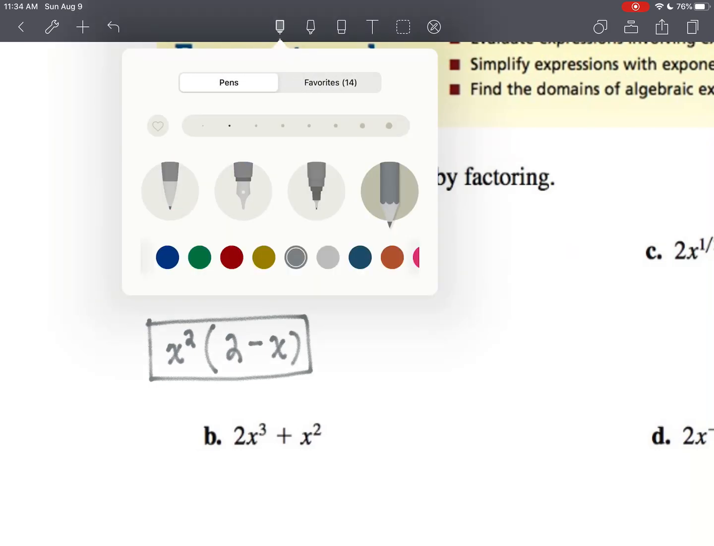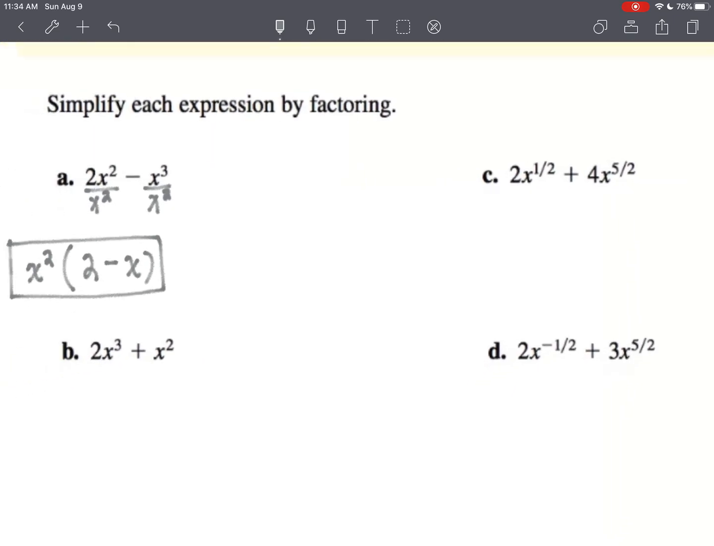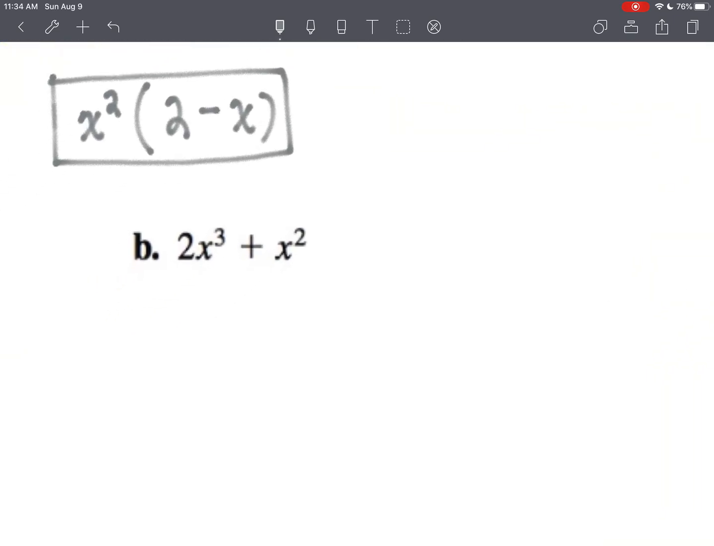Okay, let's try another. So we've got 2x cubed plus x squared. You can go ahead and try this one. You're probably way ahead of me. I see that they both share an x, so I'm going to factor out an x. The smallest exponent between those two is a 2. So that's what we'll factor out.